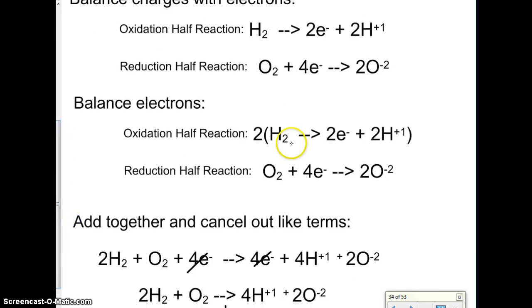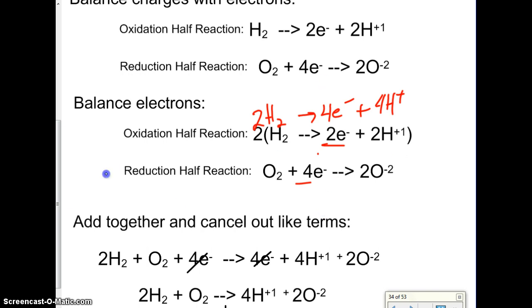We then balance the electrons. The way we do that is we want the electrons to equal each other. So because I have 2 electrons here and 4 electrons here, I need to multiply this top reaction, the oxidation half reaction, by 2. So I end up with 2 hydrogen atoms forming 4 electrons, or 2 hydrogen element atoms, I should say, and then 4 hydrogen ions.